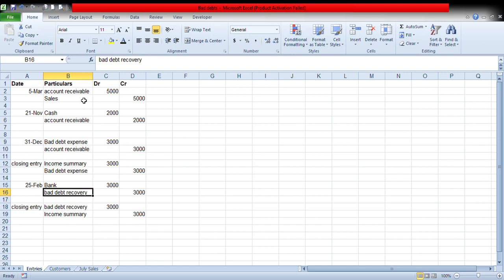Now, recovery. It's my income, a kind of income. Bad debt recovery. I will make another account on the chart of accounts. I will create bad debt recovery, which is revenue for me, a kind of sales. Bad debt recovery 3000. Understand? Now it becomes a revenue.